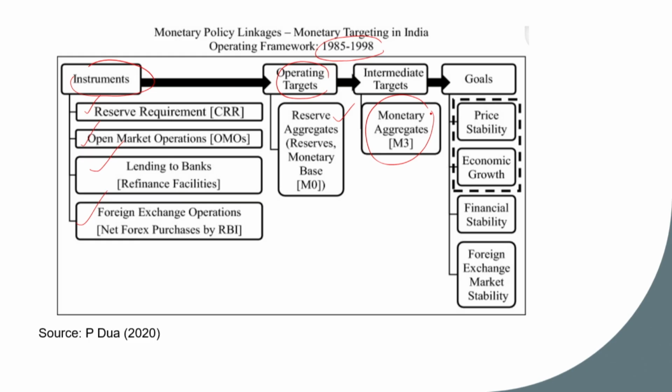The intermediate target was monetary aggregates. Monetary aggregate is the M3 money supply. So from 1985 to 1998, our intermediate target was money supply or monetary aggregates, in short M3. And the goals that you are now familiar with: price stability, economic growth, financial stability, foreign exchange market stability. Economic growth also means employment here. When economic growth is there, it is also understood that there will be simultaneous employment growth as well. I have taken this from this author. You can get the full text by searching for this author.